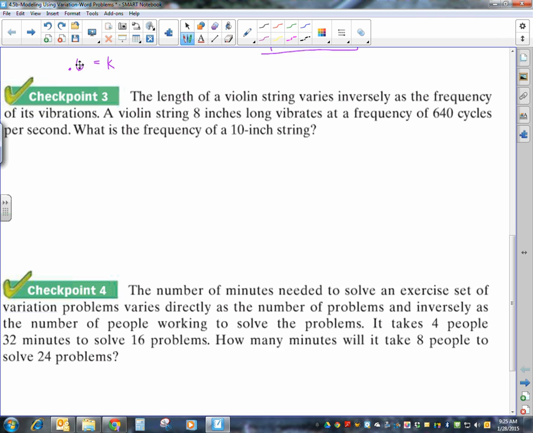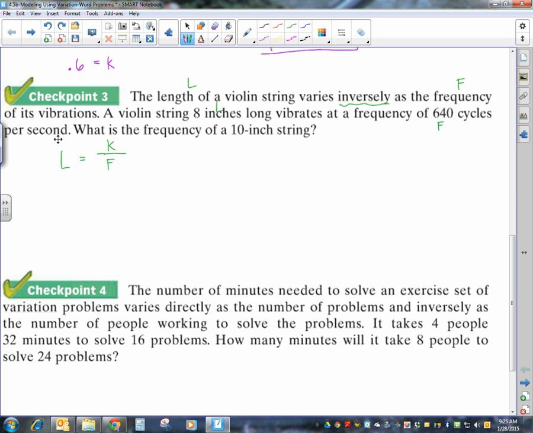Okay, look at number 3. We have the length of a violin string varies inversely as the frequency of its vibrations. So I'm going to go with L again for length and F for frequency. Varies inversely. So my definition there says the length varies inversely. That means I'm going to have a fraction, K is always on top, as the frequency, and there's no cube or square or anything.